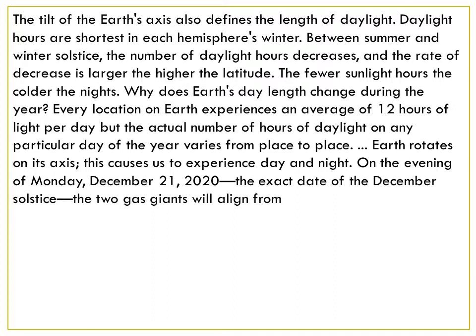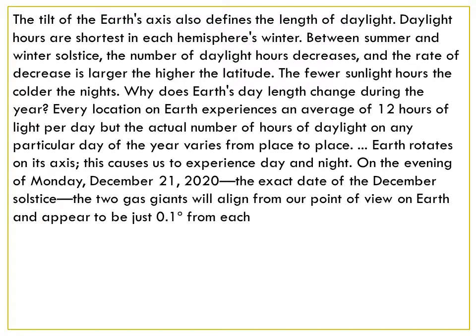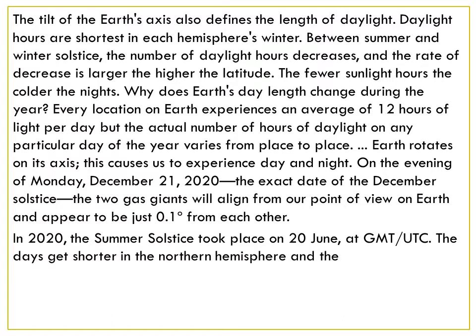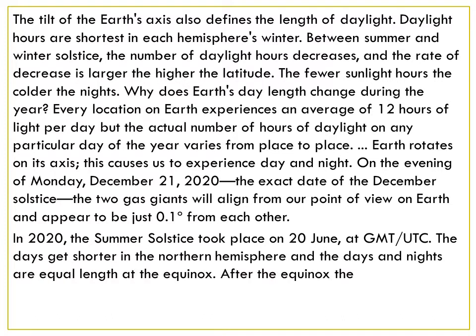Why does Earth's day length change during the year? Every location on Earth experiences an average of 12 hours of light per day, but the actual number of hours of daylight on any particular day of the year varies from place to place. Earth rotates on its axis. This causes us to experience day and night.